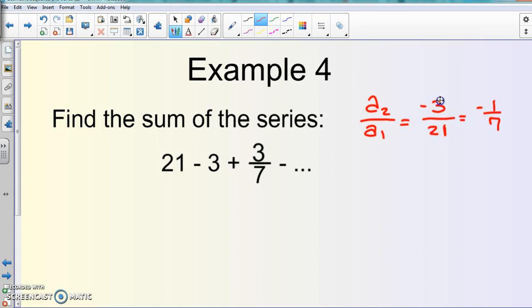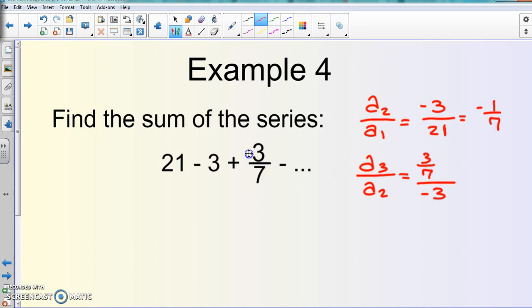And we know that because we divide both of them by 3. 3 divided by 3 is 1. 21 divided by 3 is 7. All right, so then we try the next one, A3 divided by A2. And we make sure that gives us back the same exact answer. And again, it's going to cause us to do some type of keep, change, flip thing.